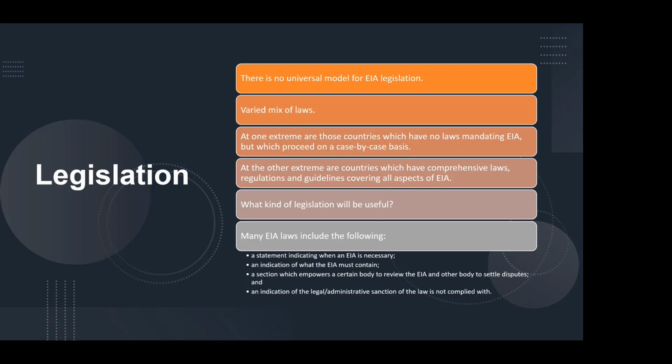So what kind of legislation will be used? We believe that legislation will be useful for all countries if they have a framework of legislation in terms of EIA, which clearly mentions their policies, how they can regulate and legalize all those laws within the country. This will also permit insisting on the EIA for a major proposed action. Many EIA laws include a statement which indicates that EIA is necessary, or an indication of what EIA must contain, and also a section which empowers a certain body to review the EIA, which we already mentioned, that is, who the reviewers are and who the decision makers are. In addition to that, the legal administration part is also very important. You cannot ignore that as well.